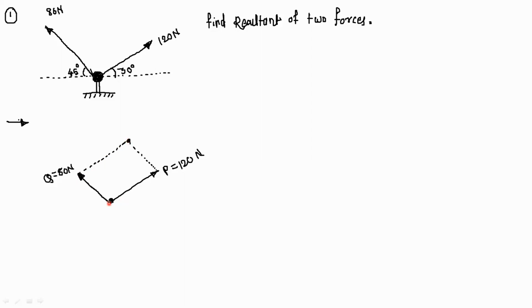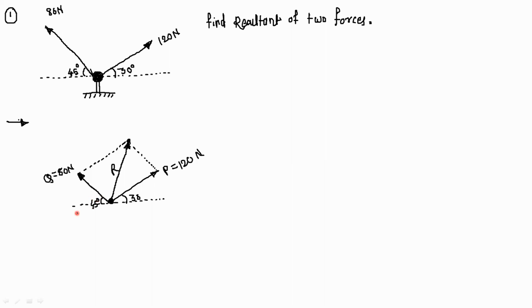Now this point is a common point for 80 Newton and 120 Newton. So you can construct the resultant from this point along the diagonal of that parallelogram. So this is nothing but your resultant R. Now here the angles are given with respect to the positive x-axis and with respect to the negative x-axis. So this angle given is equal to 30 degree, and this is given as 45 degree.